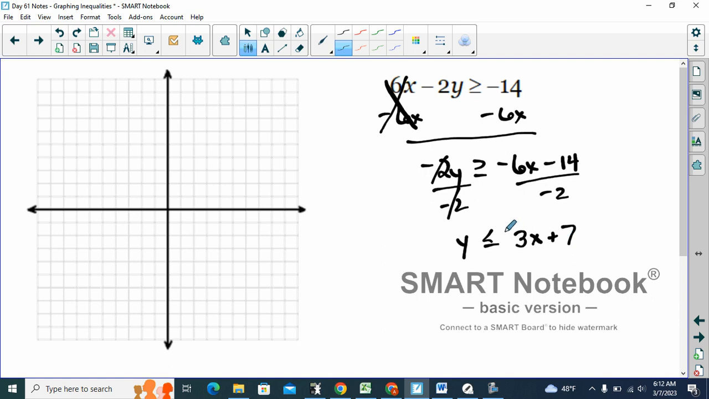And now this is in slope-intercept form. It's very similar to example 1. Y-intercept is 7. Slope is 3, up 3 over 1. And we can continue by going down 3, left 1. This line should be a solid line.